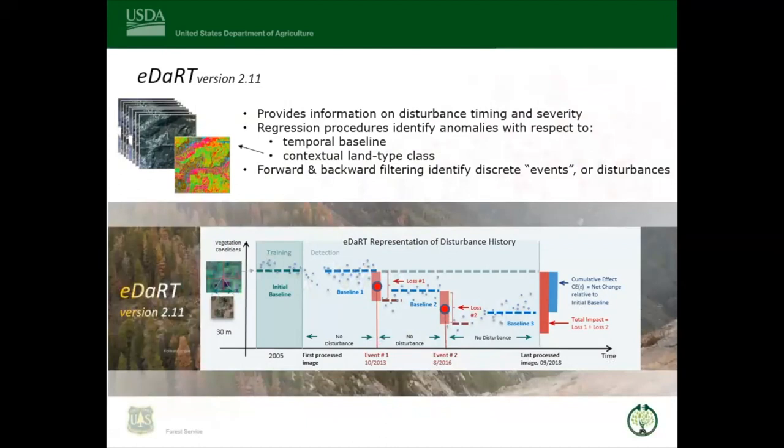eDaRT products give information on disturbance events, namely their timing and severity, and the algorithm's complex. So very briefly, we use regression to identify anomalies, or you can think of them as regime changes with respect to a recent temporal baseline, and also with respect to a contextual spatial class. Think coarse land cover types. So that contextual change is largely what sets eDaRT apart from similar algorithms. That's what really tells you if the change is an anomaly as compared to all the background in that land cover type. We then use forward and backward filtering to identify discrete events. And those are disturbances like fire, harvest, and tree mortality.